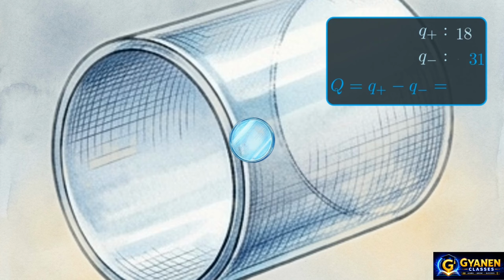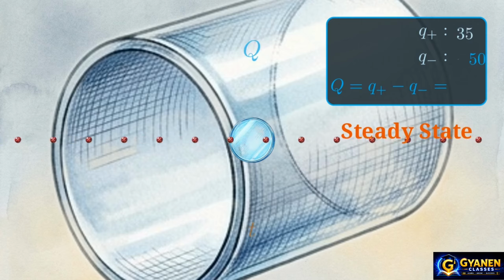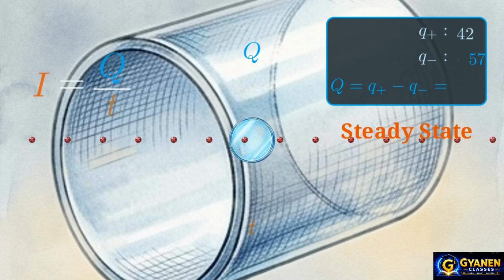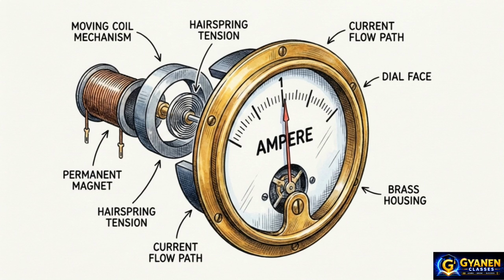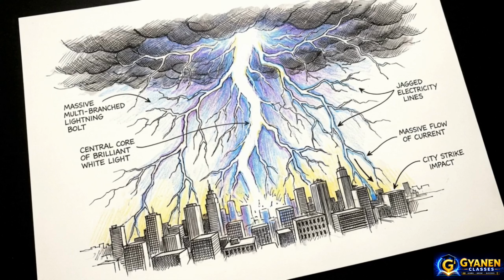If that flow is constant, we arrive at the baseline formula for steady current. Current, or I, equals the net charge Q divided by the time interval, T. It is simply a ratio of charge over time. In the International System of Units, we measure this rate in amperes. The natural scale varies wildly.